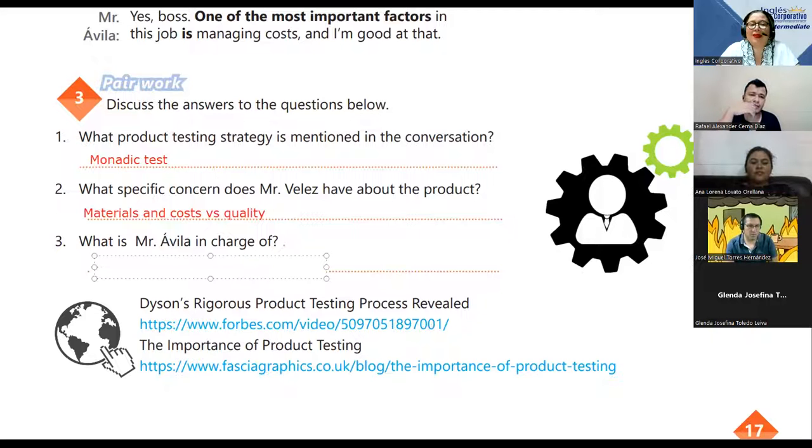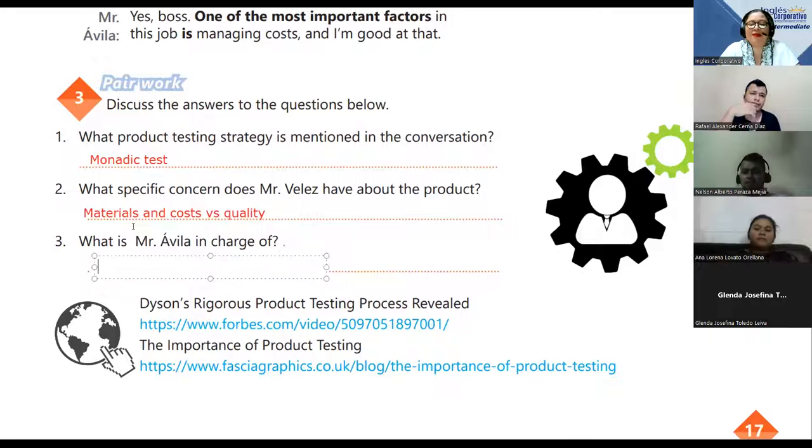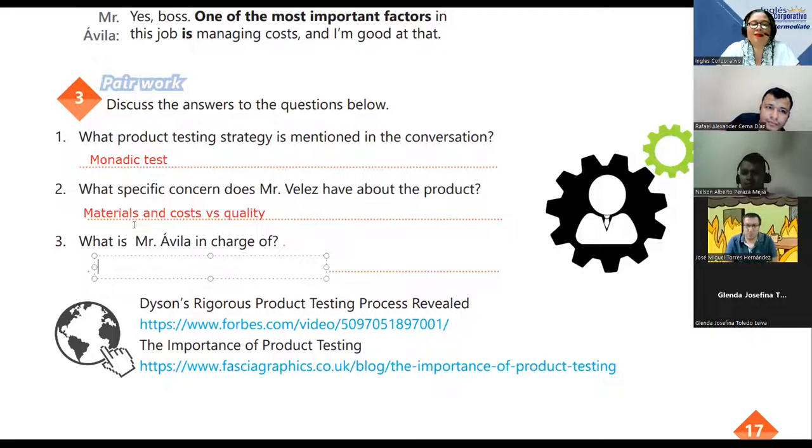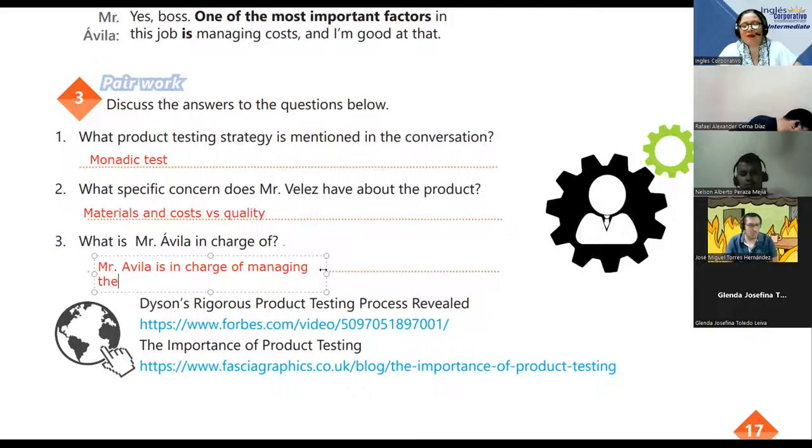I think he's in charge of reduce the cost. Object, verb, complement. Mr. Avila is in charge of the budget of the product or the project. Mr. Allen, who's in charge of the managing cost? The cost.